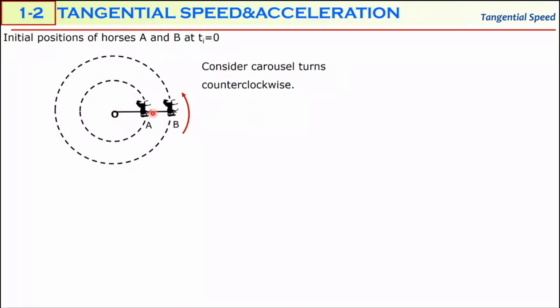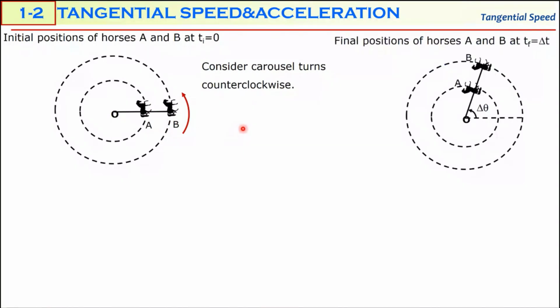Of course, the position of these two horses will change. After some time, I will say the final position of these two horses will be like this. Because it's a rigid object, they will turn through the same angle. This angle, delta theta, the angular displacement, will be the same for A and also for B. By what angle A turned, B will turn the same angle. That's why their angular displacements delta theta are the same, because the carousel is a rigid object.